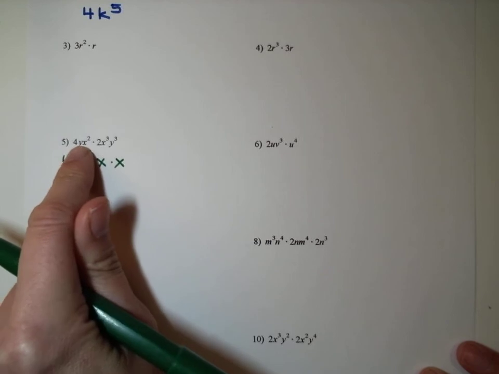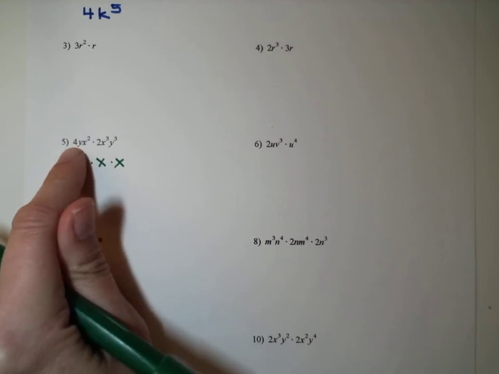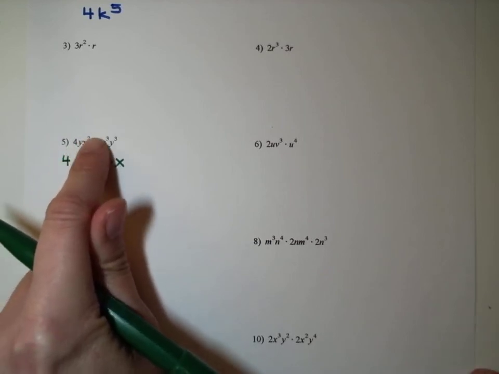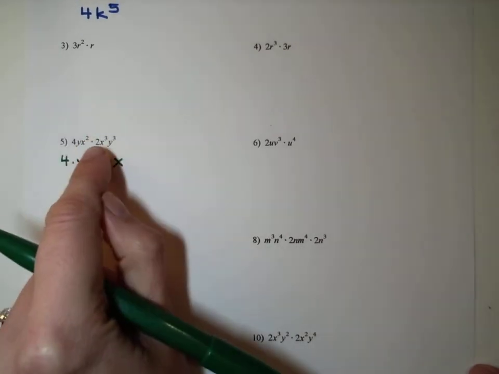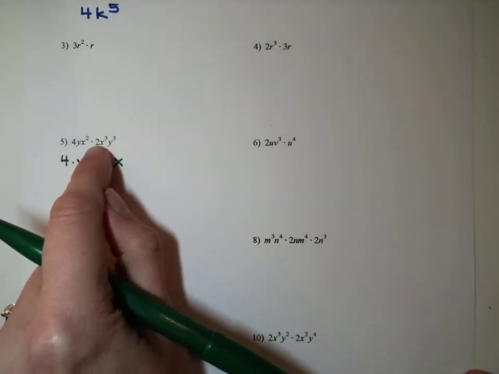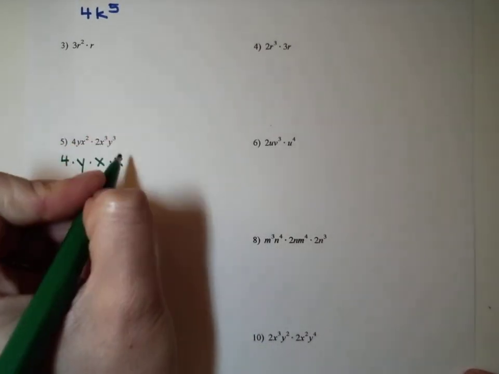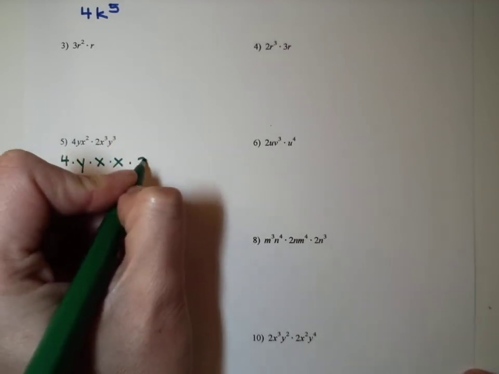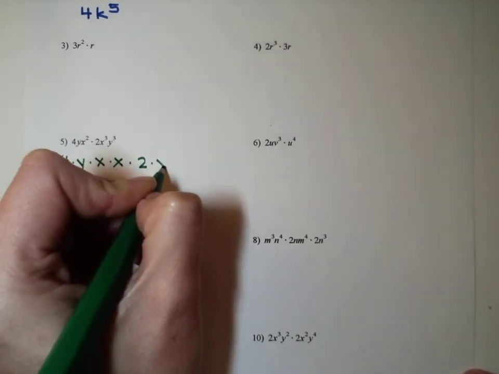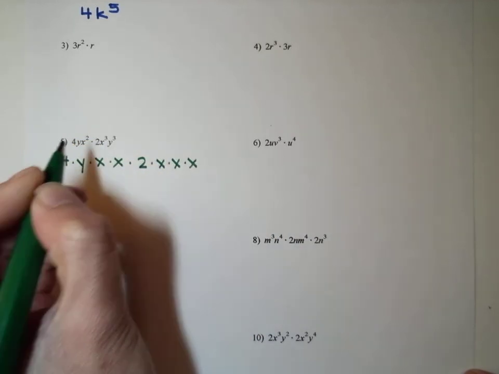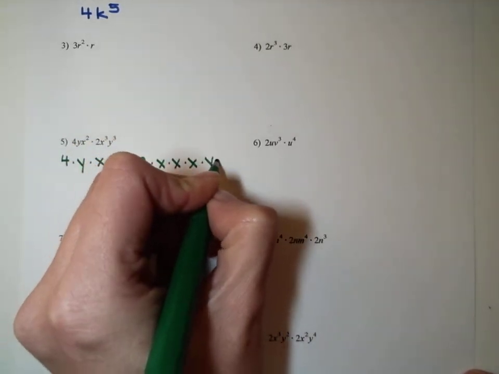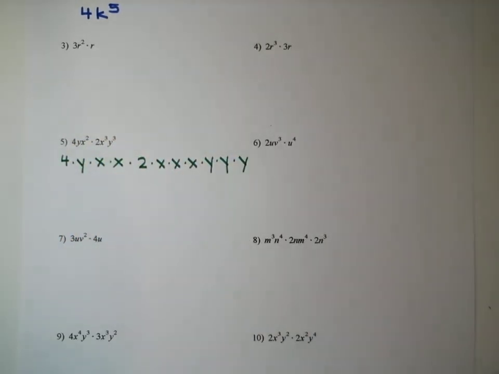So we expanded the first factor, which was 4yx squared, and then that's being multiplied by 2x cubed y cubed. So now we need to expand that. So we have 2. X is being multiplied 3 times. 1, 2, 3. And y is also being multiplied 3 times. We're done with step 1, which was to expand.